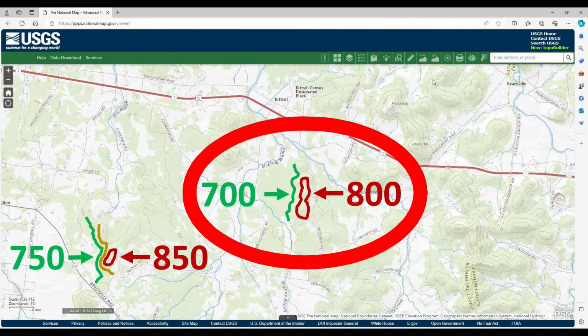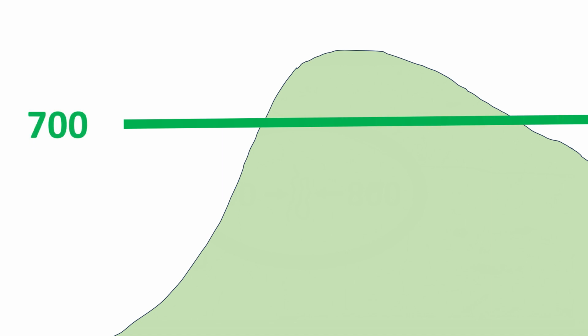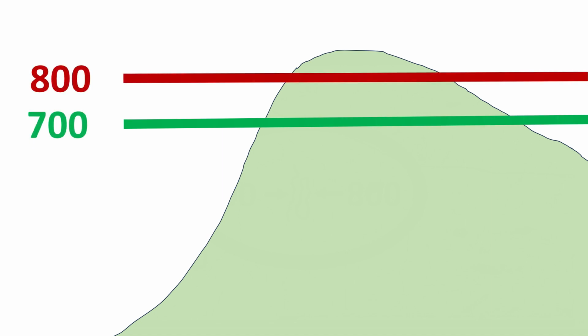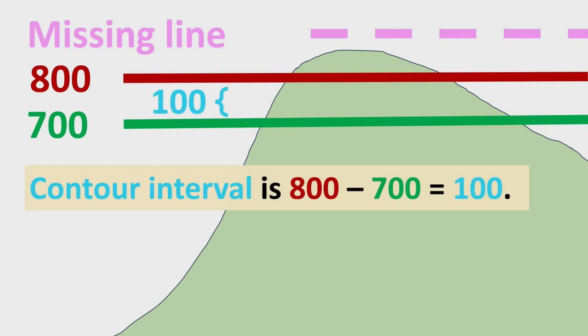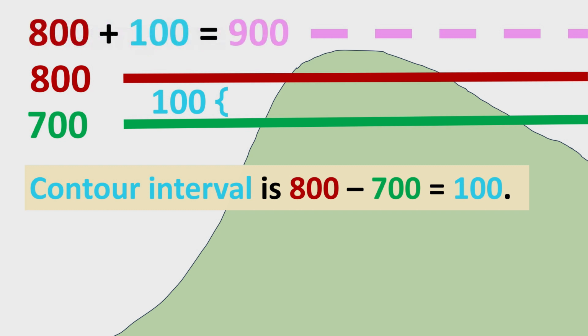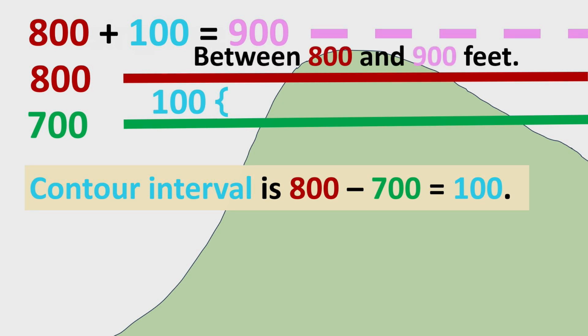We'll start with this one. It's easiest to solve this problem by drawing a side view of the hill. We start by drawing in the contour lines with their values. Then we draw in a dashed line for the missing contour line that is above the land. Next, we calculate the contour interval by finding the difference between two adjacent contour lines that do have numbers present. Then, we calculate the value of the missing contour line by adding the contour interval to the top contour line's value. Finally, we can summarize the range of values. In this case, the value is between 800 and 900 feet.